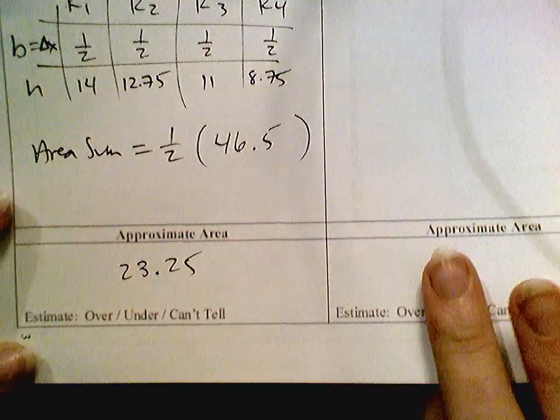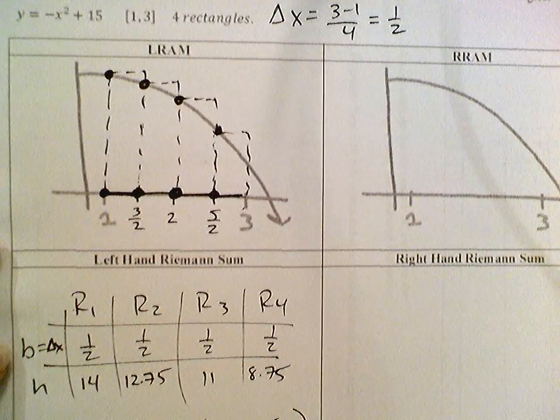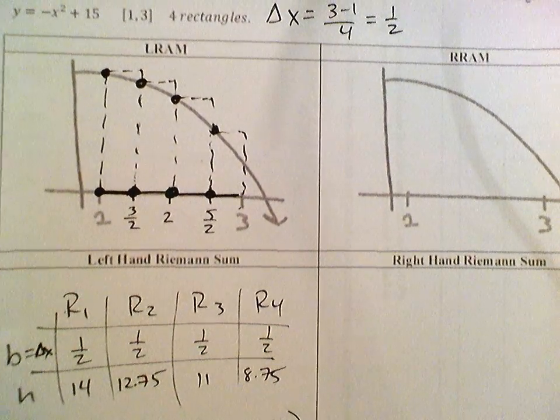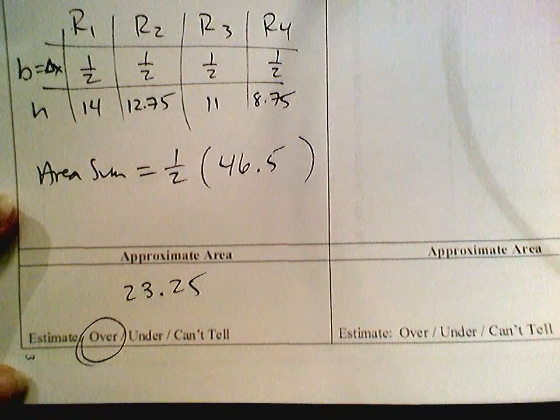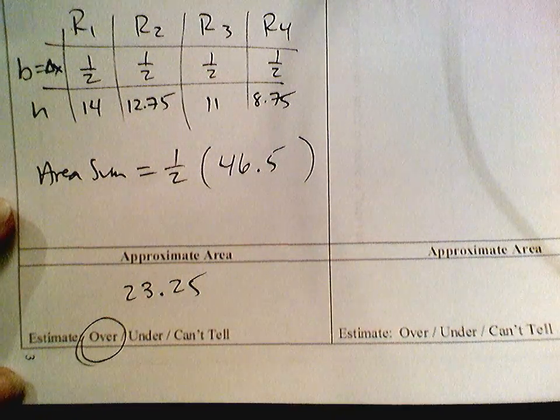And then, this is an important question. This is an estimate. This is not the exact area under the curve. But is it an overestimate, an underestimate, or can we not tell? This is an overestimate. And if it's not clear to you why, you need to think about it.